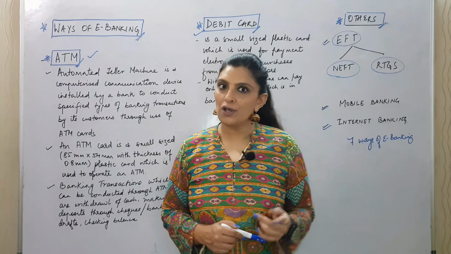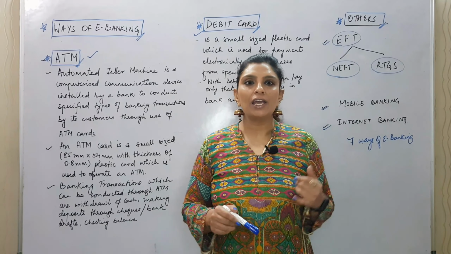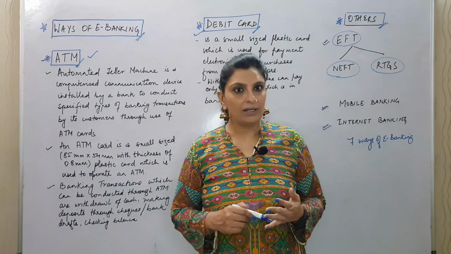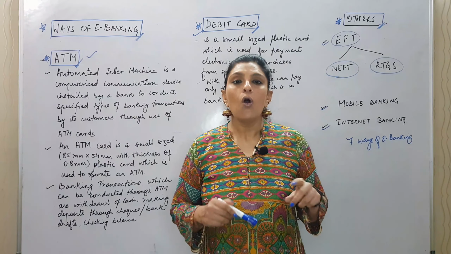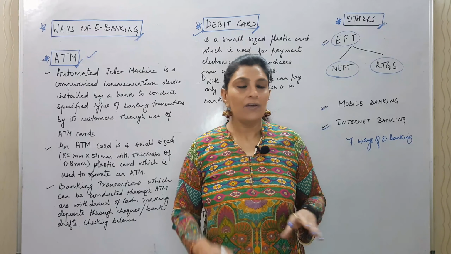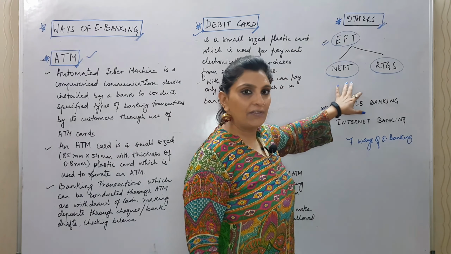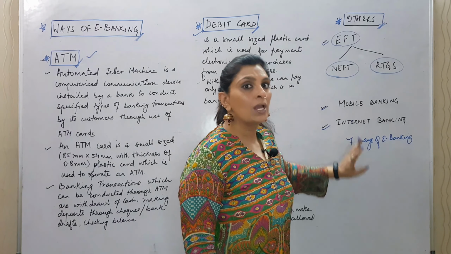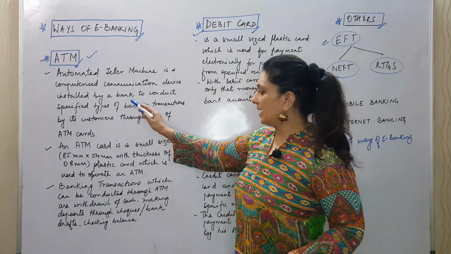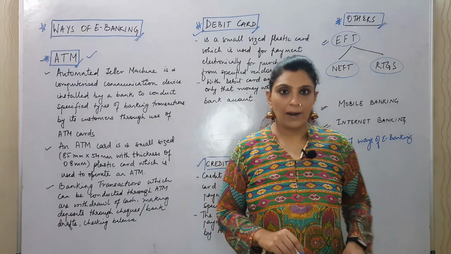Today we are doing ways of e-banking. Ways of e-banking includes ATM, debit card, credit card, EFT, internet banking, mobile banking. Now, what we have already done is EFT, that is NEFT, RTGS and IMPS. We have done mobile banking, internet banking. What is left is ATM, debit card and credit card.